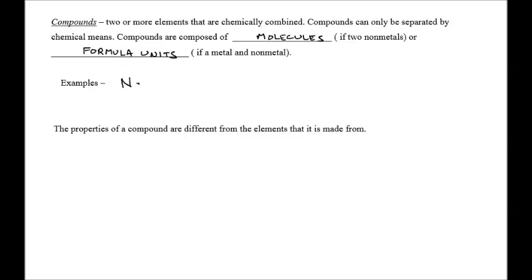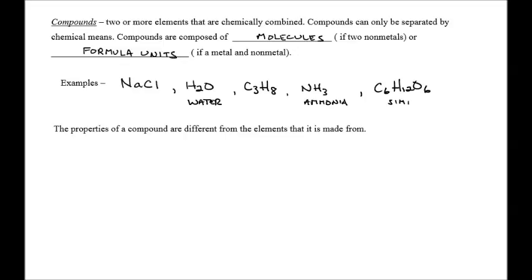Examples: salt, sodium chloride, water, C3H8 propane, NH3 ammonia, C6H12O6, which are simple sugars. So as we see, compounds have formulas. The properties of a compound are different from the elements that it's made of.